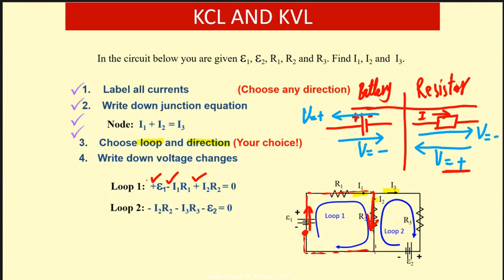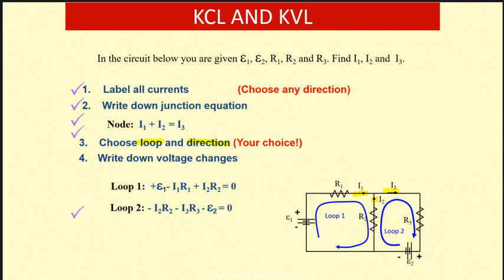Next one, loop 2. In this case, we have chosen loop 2. You can see here, this one is our second loop we have chosen. So let's start from this point. We have to go clockwise. So this is our loop number 2, as you can see here.